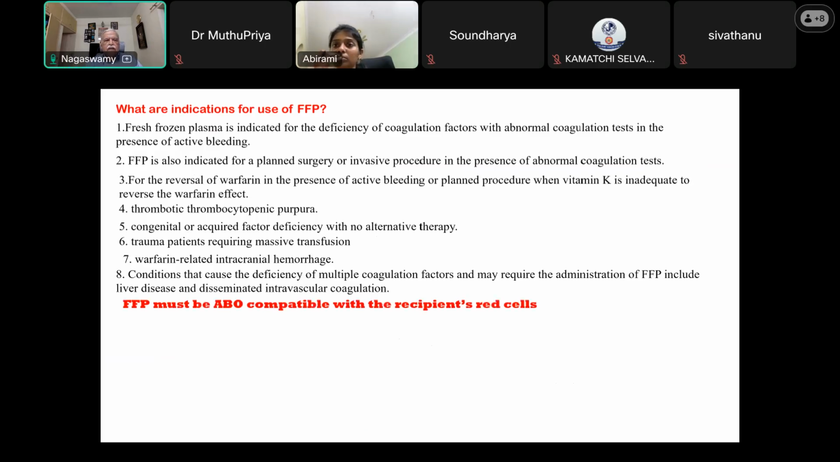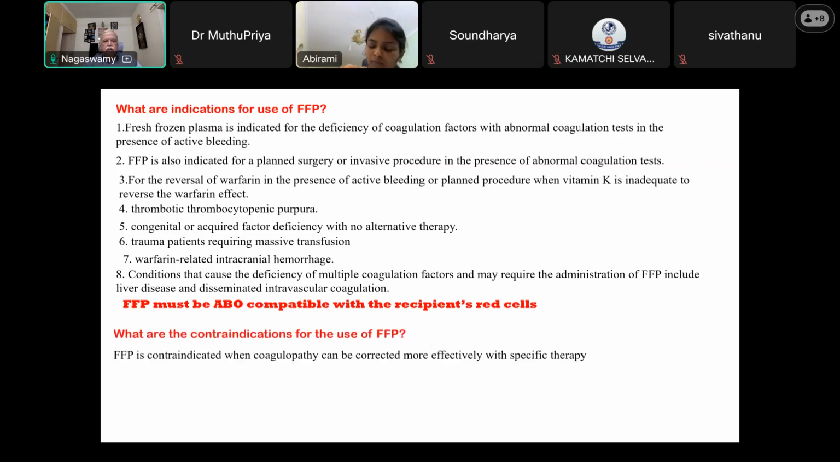All these things are the indications, but FFP should not be used as a volume replacement. That is a very important thing. Even though it can increase the blood volume just like a colloid, it should not be used as a volume replacement. And ABO compatibility is very, very important.